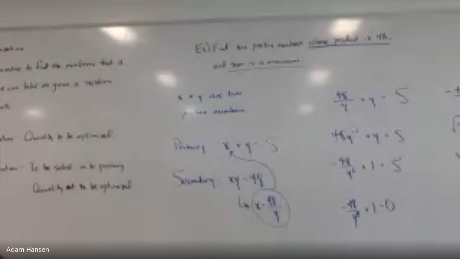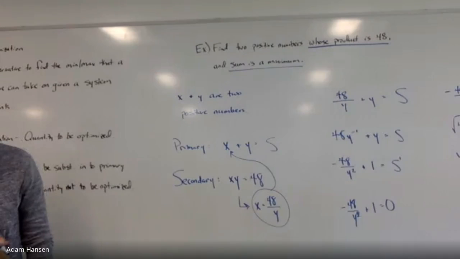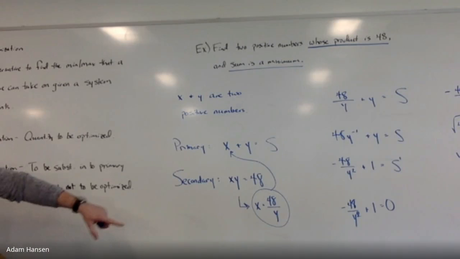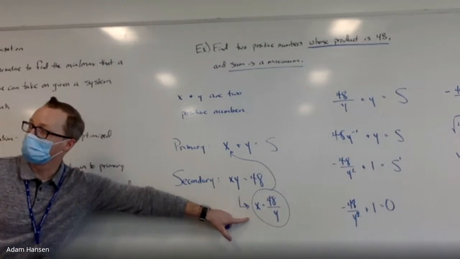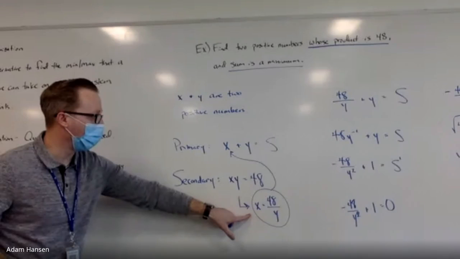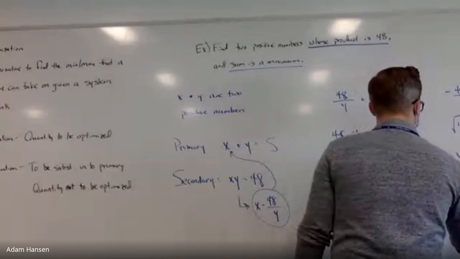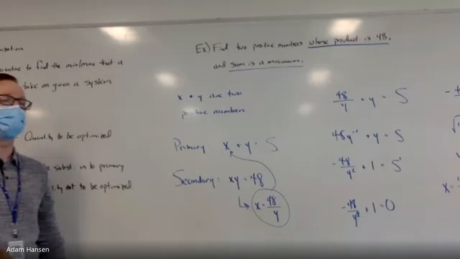One number is 4 square root of 3. What does the other number have to be? Which equation would be helpful if I want to solve for x, given the value of y? But it's already solved for x right here, right? Secondary equation, solve for x. X equals 48 divided by 4 square root of 3. You take the value of y and use it to find x.